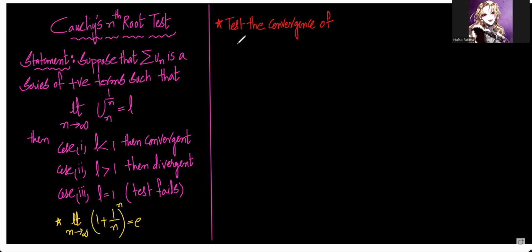Okay, so sir, here the question is summation n varying from 1 to infinity. Let me take the question as 1 plus 1 by n whole to the power of minus n square. Now look at that. What I want to tell you: how do you know that this question will be solved by using nth root test only?